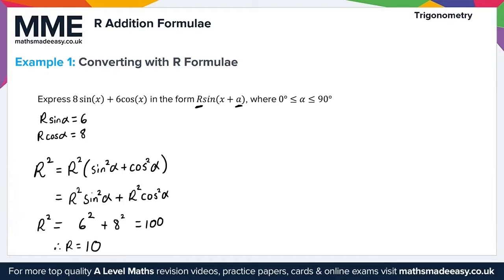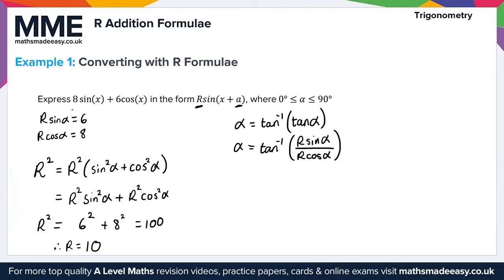And now that we've got R, we can simply work out alpha by doing tan inverse of tan alpha. Now tan alpha, we can express in a slightly different form using our identities. We can write this as tan inverse of R sin alpha over R cos alpha. Now here, R sin alpha we know is just 6 and R cos alpha is just 8. So therefore, for alpha here, we're looking to just find tan inverse of 6 over 8.